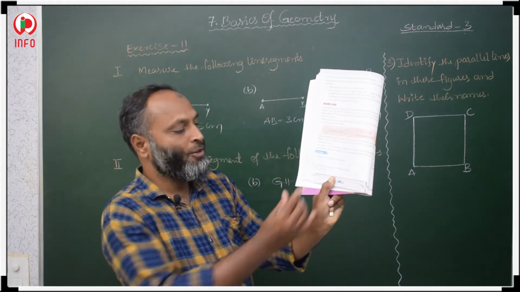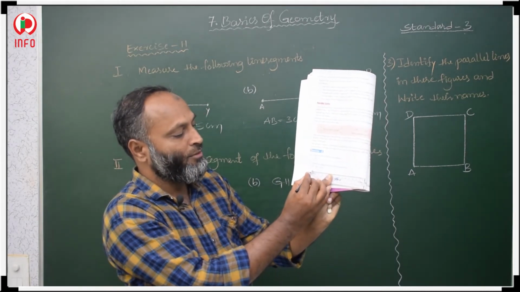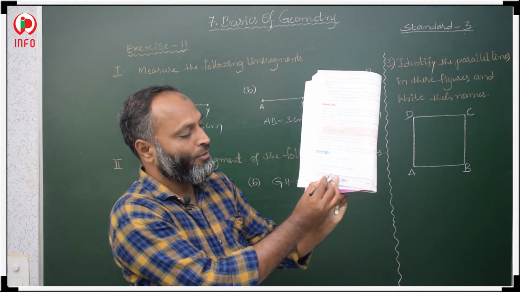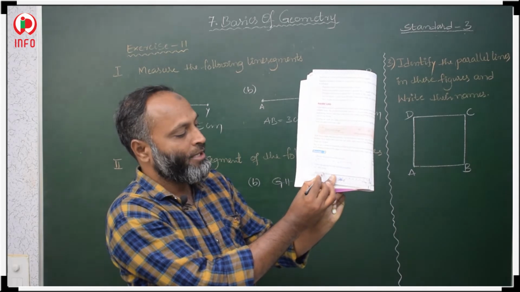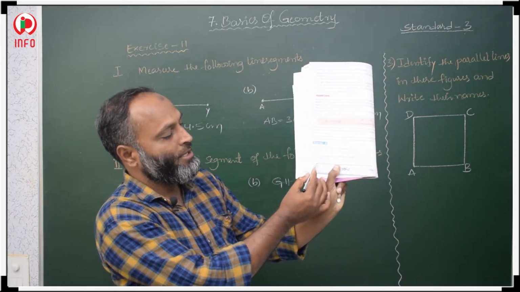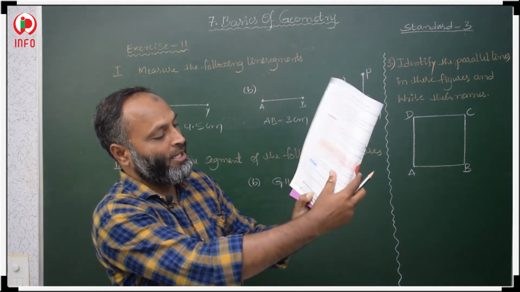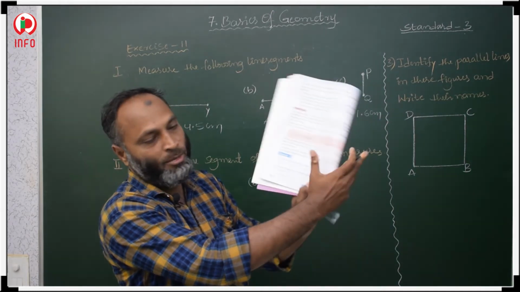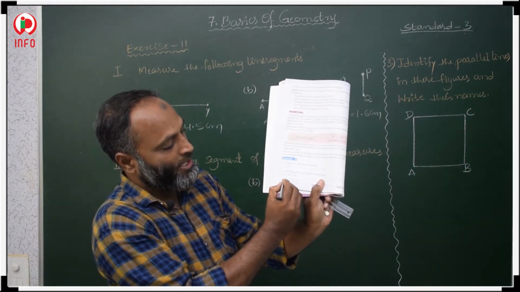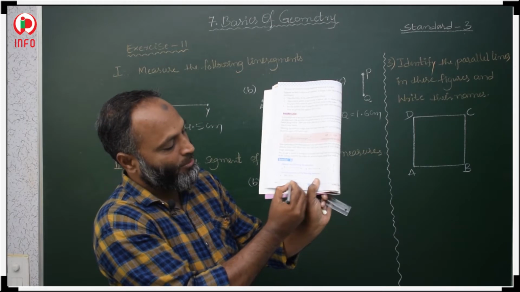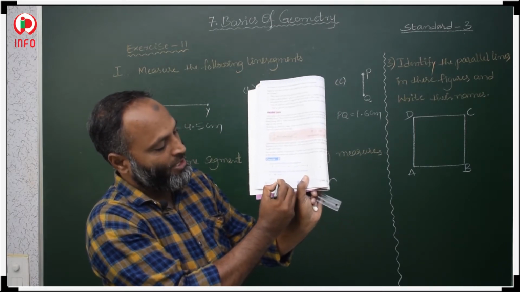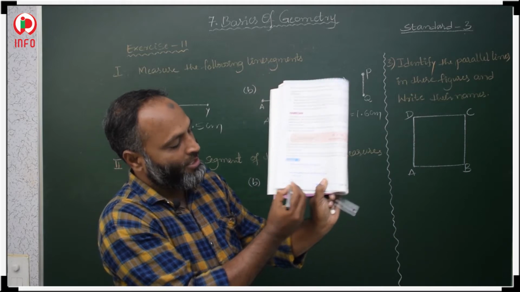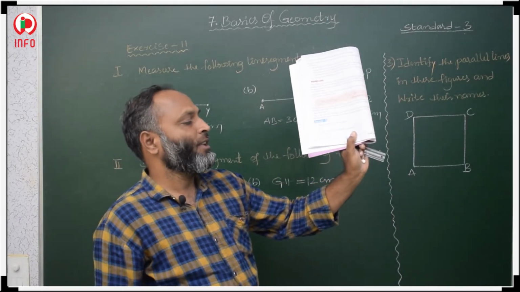Now you join these 2 points from 0 to 4. So this is your line segment, 0 to 4, which means AB is equal to 4 centimeters. This is AB. Here the first starting point is A, and the next point is B. AB is 4 centimeters. Like this we have to represent it.